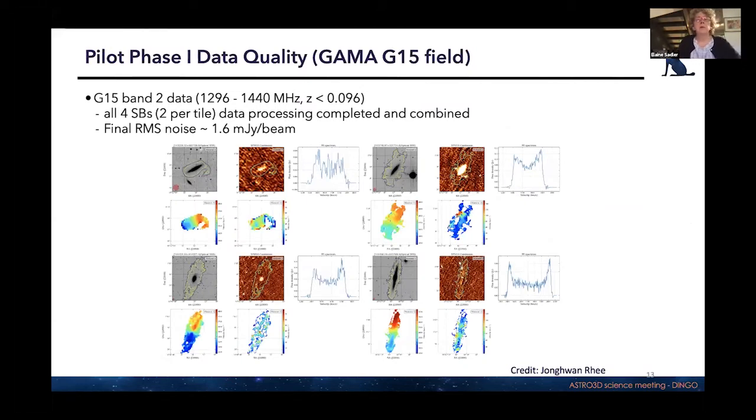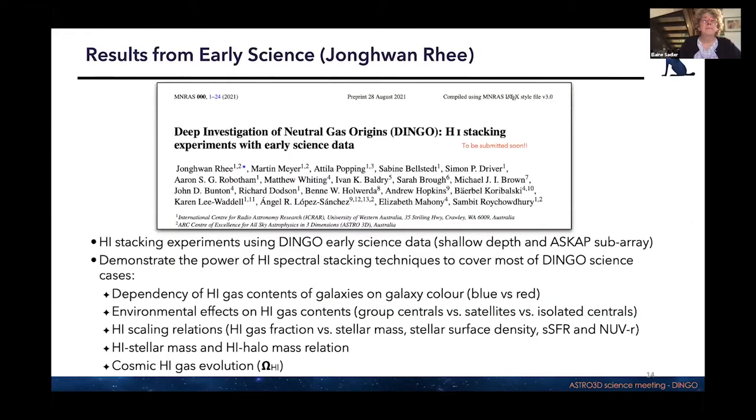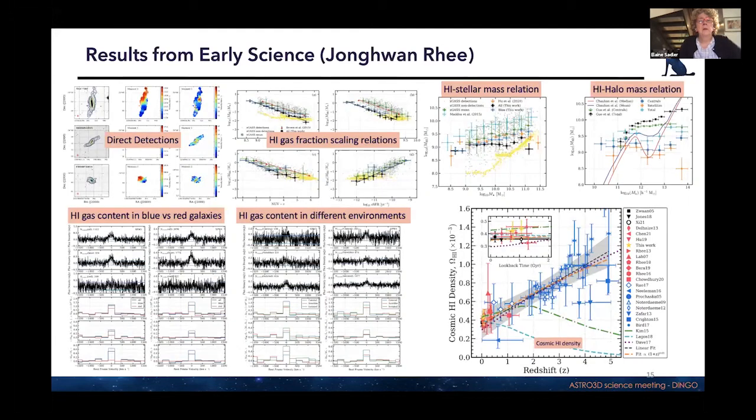Okay, I'll just speed up a little bit here. This is a second field, the gamma 15-hour field. And again, processing has been completed. You see some beautiful data here combining H1 and optical information. An important part of Dingo science is actually using stacking to build up sensitivity. So just to combine the H1 signals from groups of optical galaxies, blue galaxies, red galaxies, and so on. So Zhongwan has led a nice paper here that's just about to be submitted. And here, just showing a range of the different kinds of science that you can do, both with direct detections and with stacking.